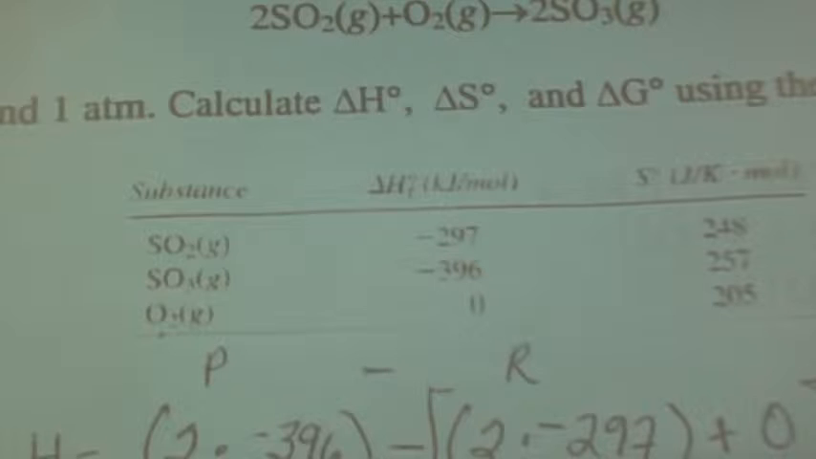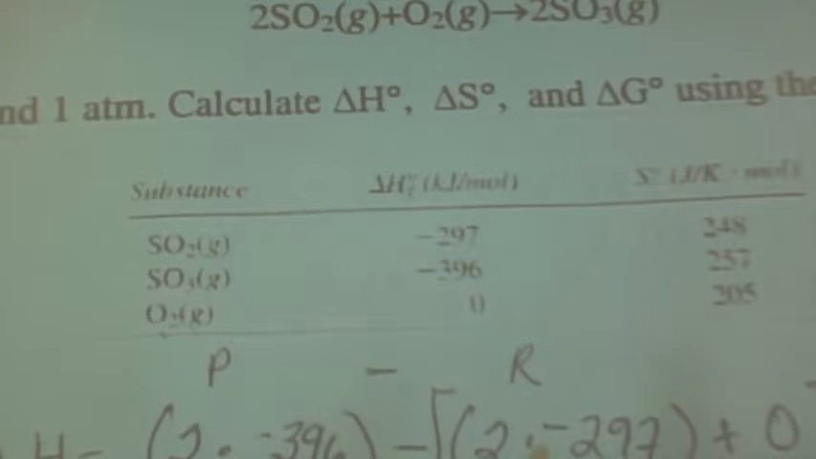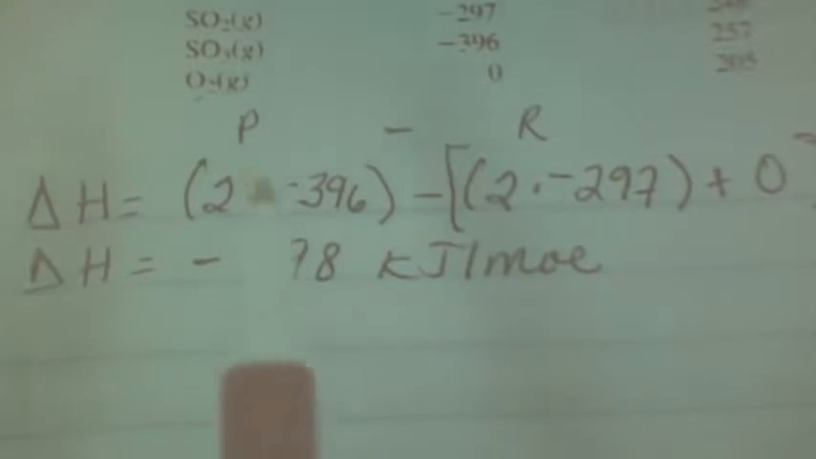When you do your math, you're going to come out with a negative 198 kilojoules per mole. That on its own says that it's probably a spontaneous or non-spontaneous? Spontaneous. But we can't be sure because we also have to figure out entropy, because entropy plays a part in this too.